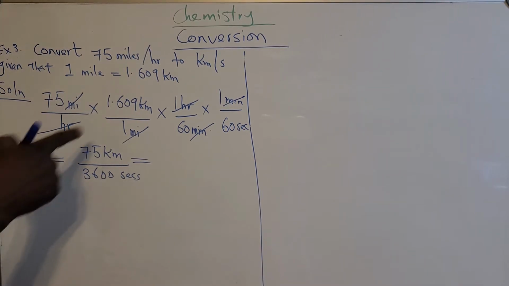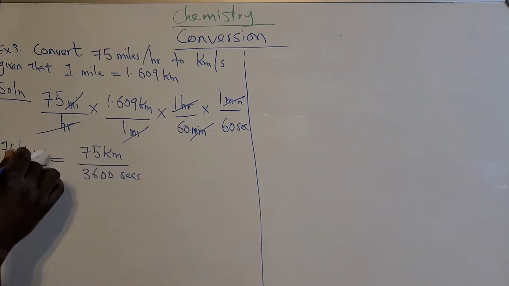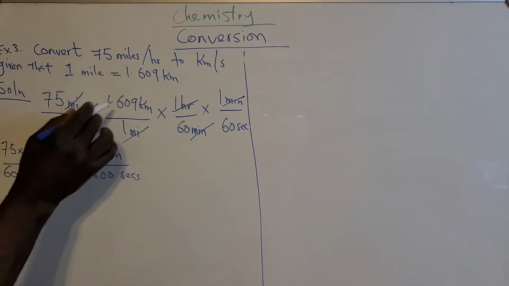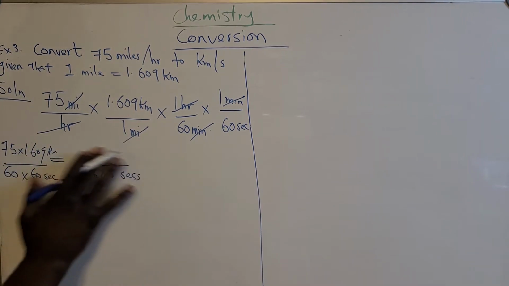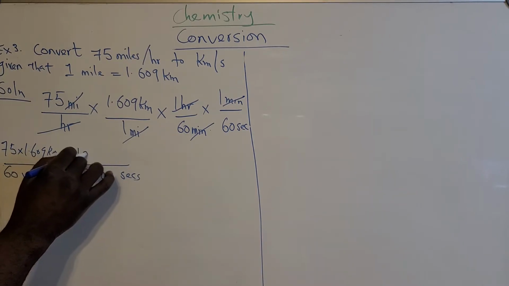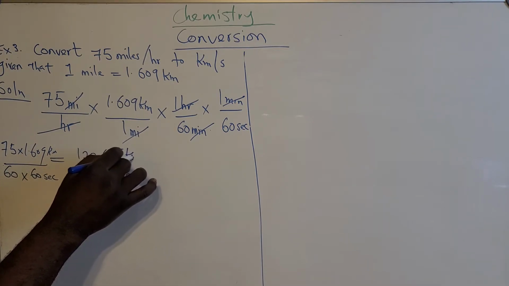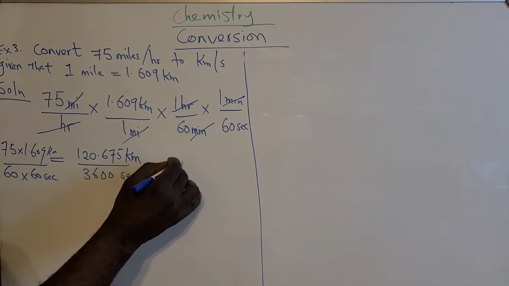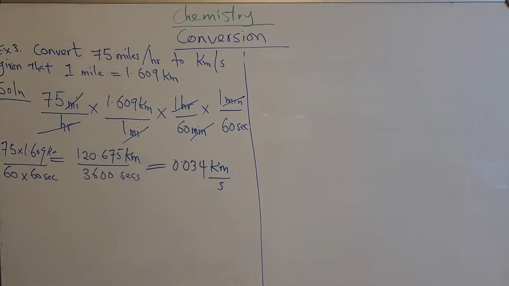So when you do the calculation for that, you should come up with something around, let me see. Oh, we still have this right here. Sorry. We have times 75 times 1.609. I forgot about that. So when you do that math, you should end up with 120.675 kilometers. Okay. So when you divide this side together, you should get 0.034 kilometers per second. That's what you should get if you do the math with your calculator.